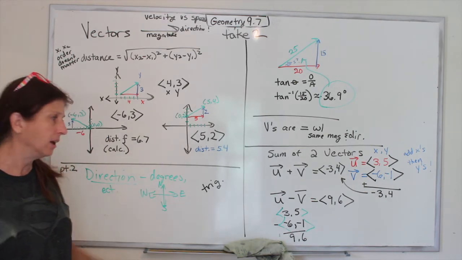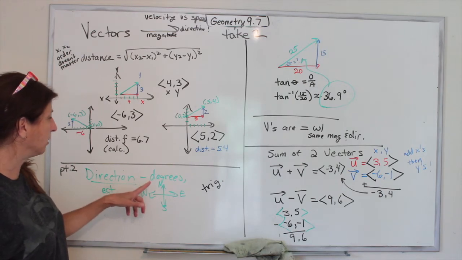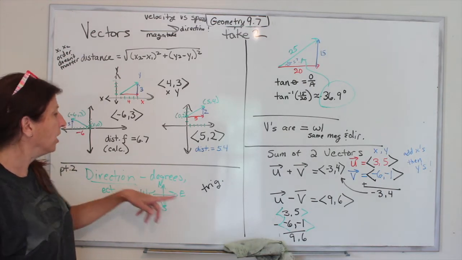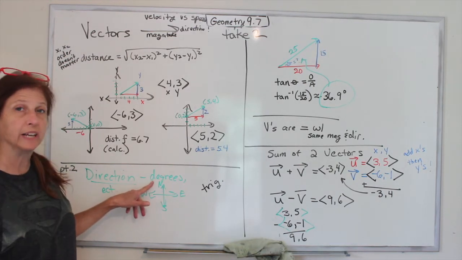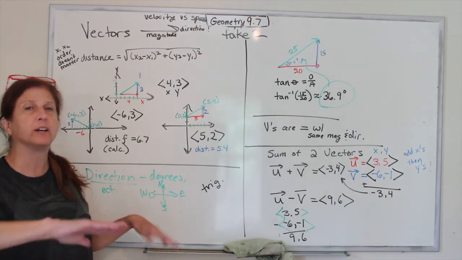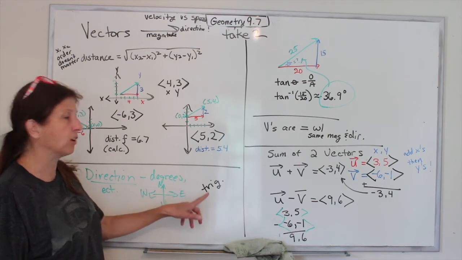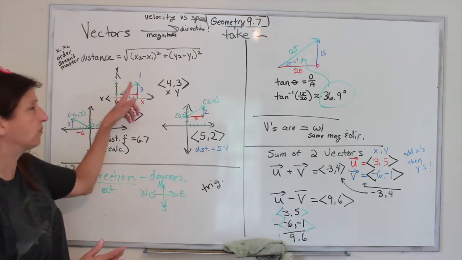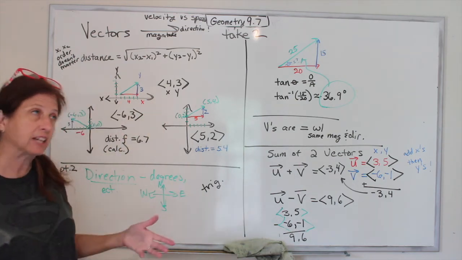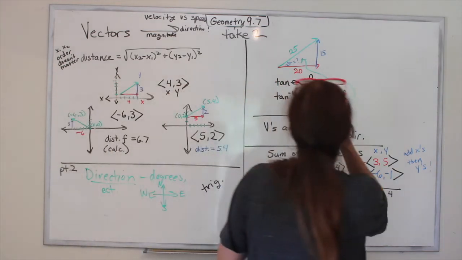Anyway, but a lot of times with trig, you are giving directions in degrees. You know, you're going 30 degrees to the north or something like that. And so we use our trig to solve for theta, and that's our direction. So here is an example.